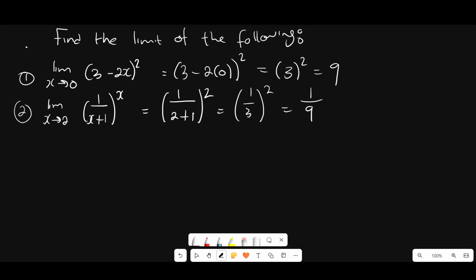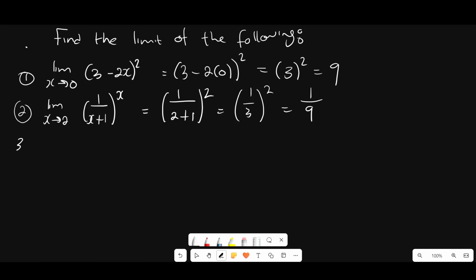I hope this makes sense. So basically finding the limit is the easiest thing in calculus, right? You're basically substituting the 2 in place of x, and then you just get your answer. Then just put it in a calculator, and you get your answer. As easy as that, guys. It is not that complicated, right?